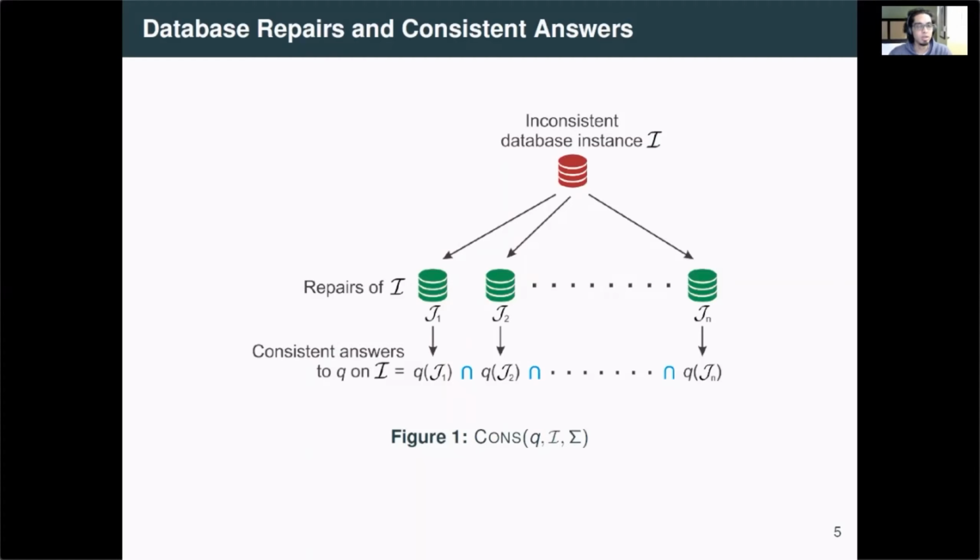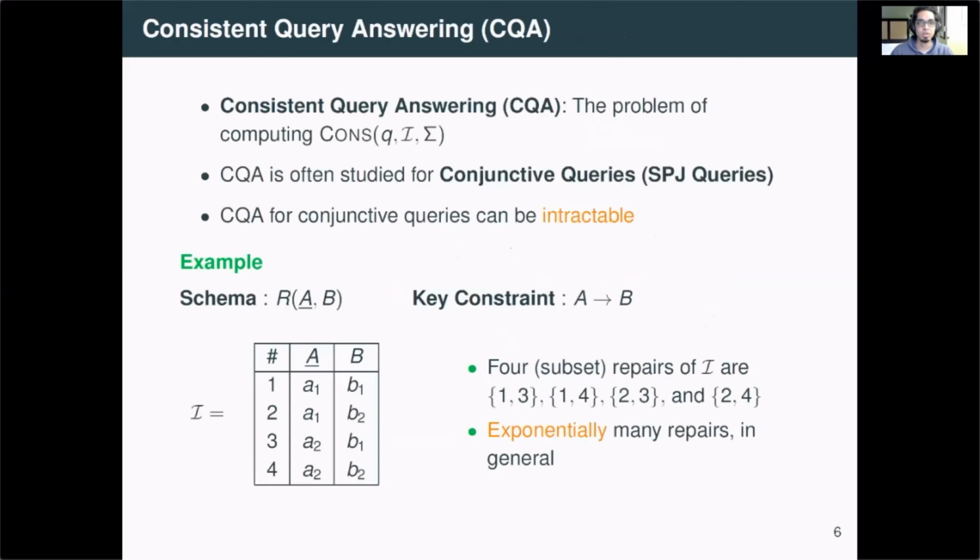The strong semantic guarantee that you get from consistent answers that you in fact don't get from data cleaning is that no matter how you repair your database, your consistent answers are going to remain the same. Consistent query answering or CQA is a problem of computing the consistent answers on a given inconsistent database. It is often studied for conjunctive queries, also known as select project join or SPJ queries. So in SQL, these are select from where type of queries.